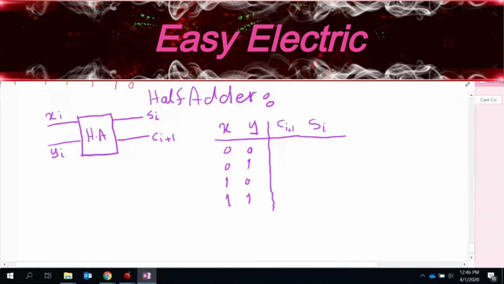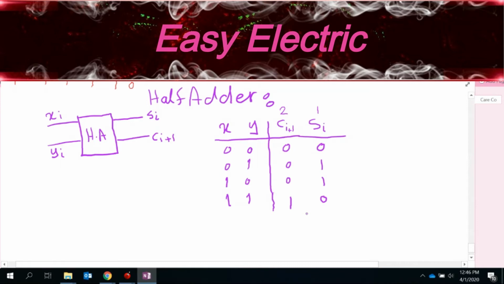Whenever they are 0 0, this is a half adder, so it adds 0 plus 0. The output should be 0 and 0. Whenever X is 0 and Y is 1, 0 plus 1 should be 1, so this bit should be 1 and that bit should be 0. Adding 1 and 0 is the same thing. Whenever both of them are 1, you should have 2, so this bit should be 0 and this should be 1. Just be careful: this is 2 power 0, 1, and this is 2, which means 2 is 1 0.